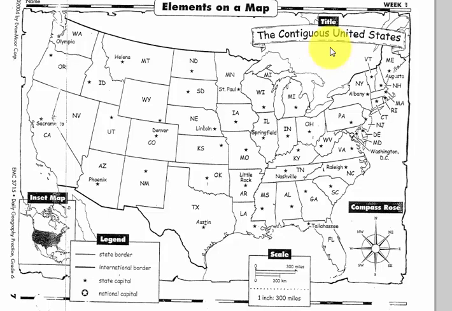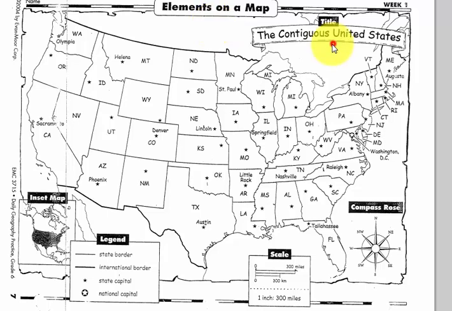That means we're not talking about Hawaii on this map. We're not talking about Alaska on this map because they are not connected to the other states. So the contiguous United States, or the connected United States, is the focus of this map, and we know that from the title. If we look up at the top, we also get a little bit of information that this map is really going to talk about the elements of a map, elements meaning parts, the parts of a map. That makes sense. It's week 1, so we're going to focus on the basic parts. Let's take a look.